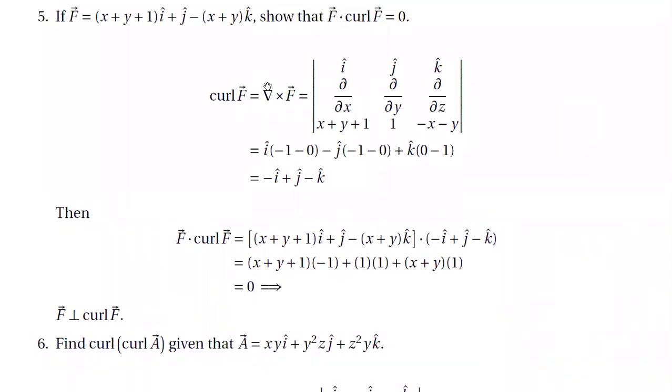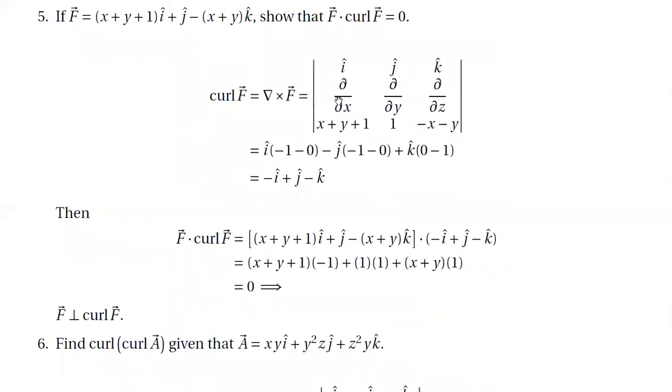Del is the vector differential operator. So i into dou by dou x of, the ith component here is x plus y plus 1, j dou by dou y, this is 1, k dou by dou z, and here it is minus of x plus y. Minus of x plus y is minus x and minus y.